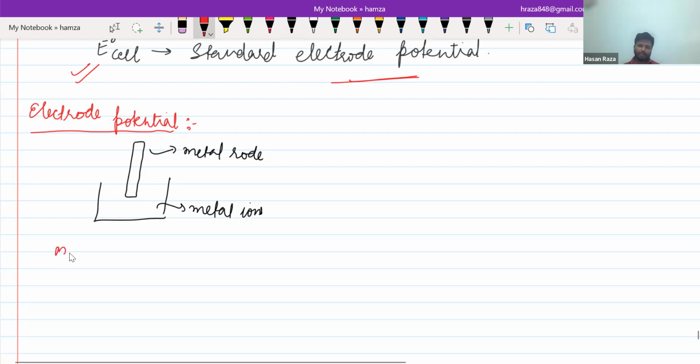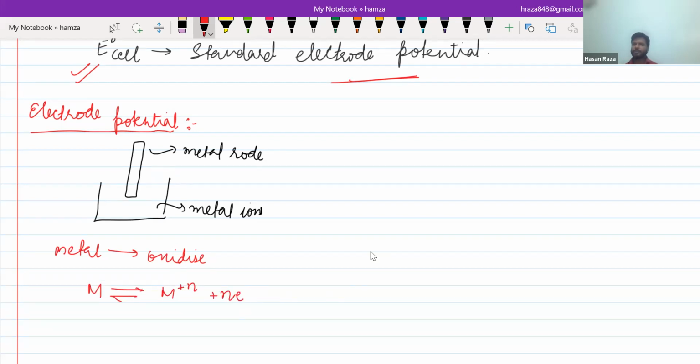Just say this metal has a tendency to oxidize. That means it will lose some electrons. So the metal rod will lose some electrons. Just suppose it goes into oxidation state plus n. That means it loses n electrons. So basically here we are going to define potential.